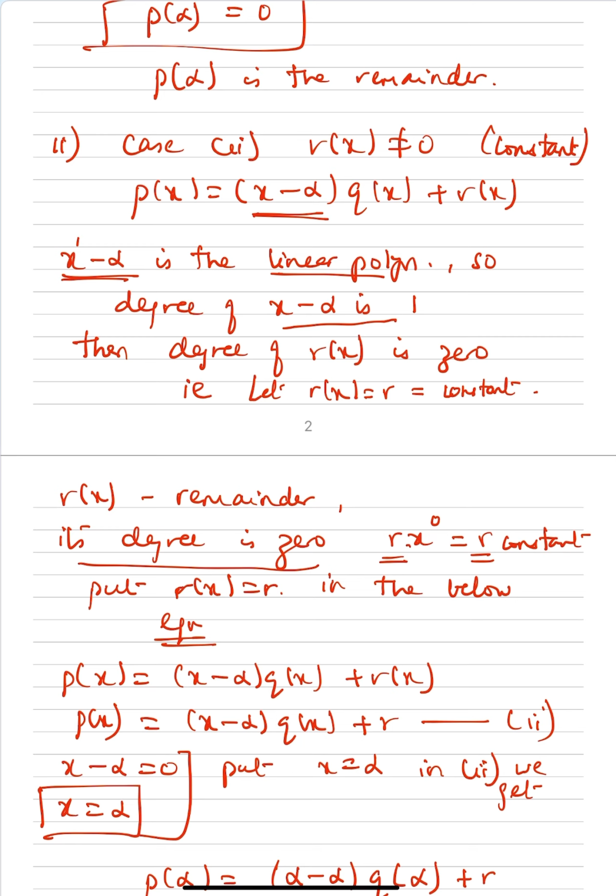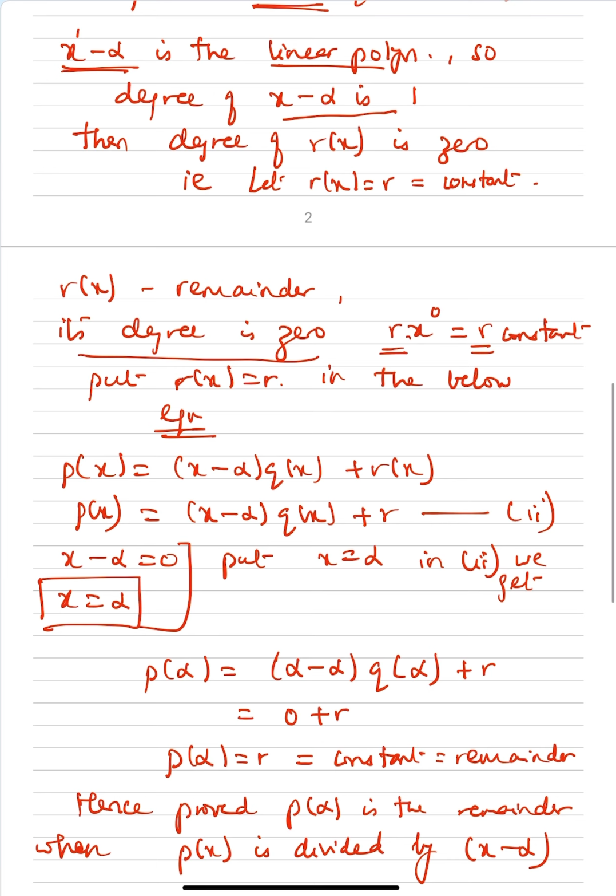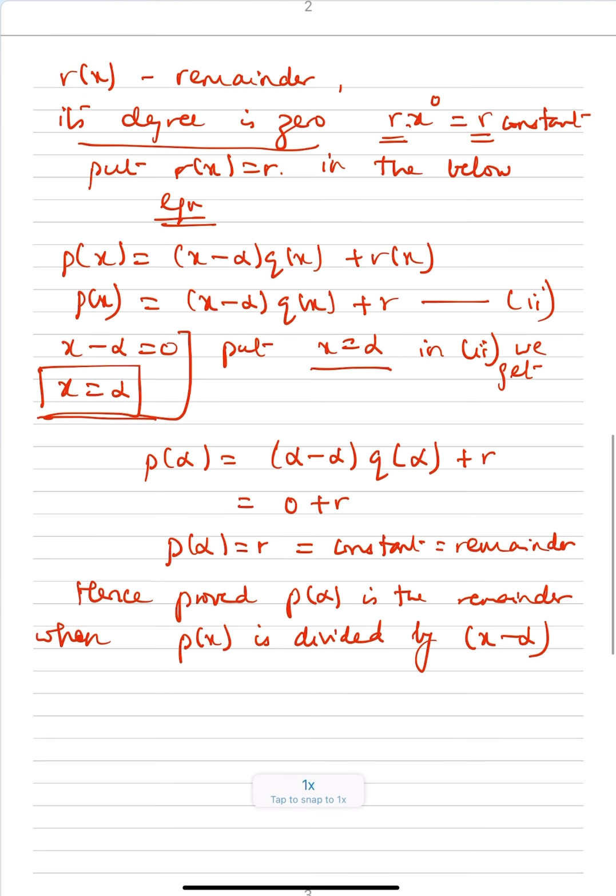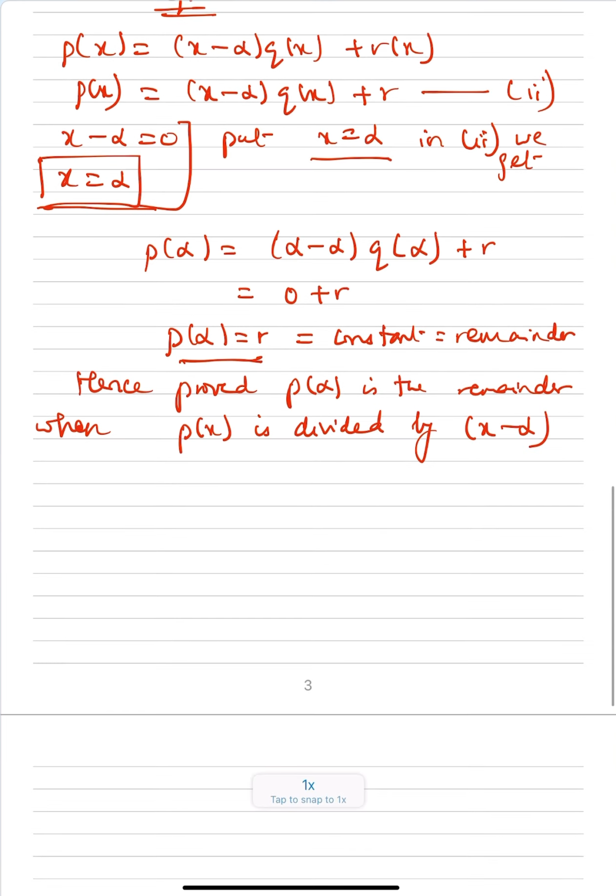Put r of x is equal to r in the below equation. Then you will get this, the same thing. This is nothing but a linear equation. And putting x is equal to alpha, we will get p of alpha is equal to r, which is equal to the constant, which is equal to the remainder, and hence proved.